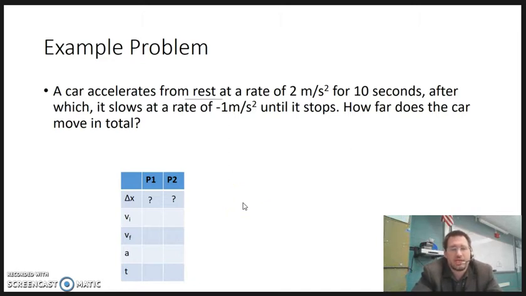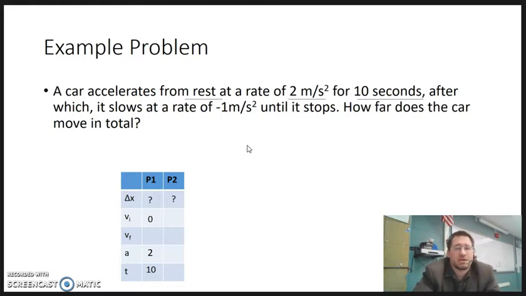The first thing we're told is that during part 1 we are at rest. At rest, as we should know, always means that we have a 0 for a speed, and this is at the beginning of part 1, so that would be the initial velocity of part 1. Then we have a rate of 2 meters per second squared. That's the first acceleration, so of course it goes right in there as a 2. We have 10 seconds, which is how long the first part lasts. So we throw it in as a time for part 1 only, not part 2.